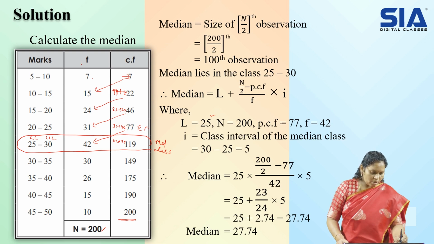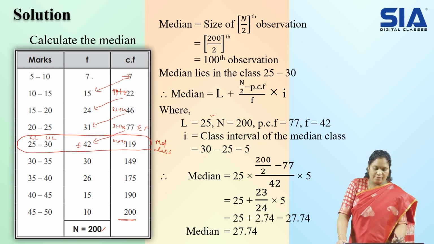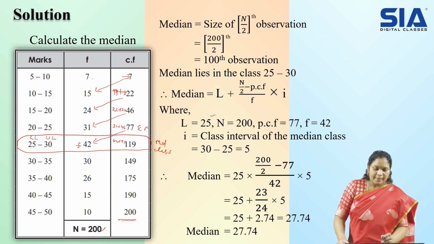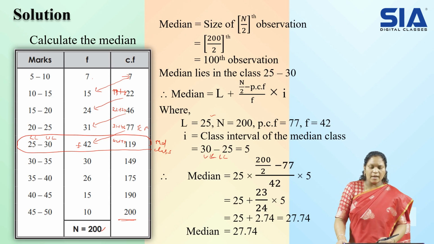Next, f, the frequency of the median class. In the frequency column, for the class interval 25 to 30, that frequency value becomes your f here, that is 42. So that becomes your frequency. Next, i, the class interval of the median class. We have the class interval 25 to 30. i means you have to take the subtraction, that is, upper limit minus lower limit, and you'll get the i value. The upper limit is 30 and the lower limit is 25, so that becomes 5. So 5 we will take for i.